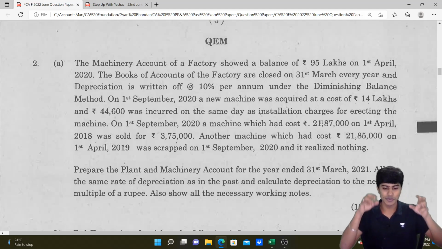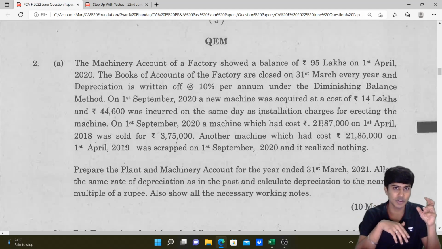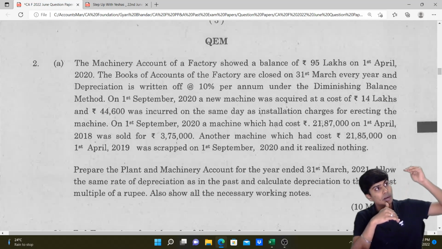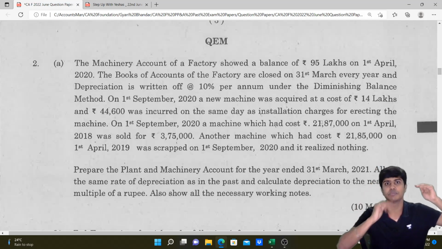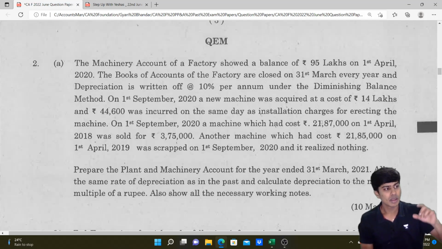Okay, so now I know one machine whose cost is 21 lakh 87,000 on 1st of April 2018. Another machine whose cost was 21 lakh 85,000 on 1st of April 2019. So I would have to do computation from 1st of April 2018, continue it to 1st of April 2019, new machine introduction, or machine which was there, but I know from that date, and bring it down to 2021, because in 2021 one machine is scrapped, one machine is sold.